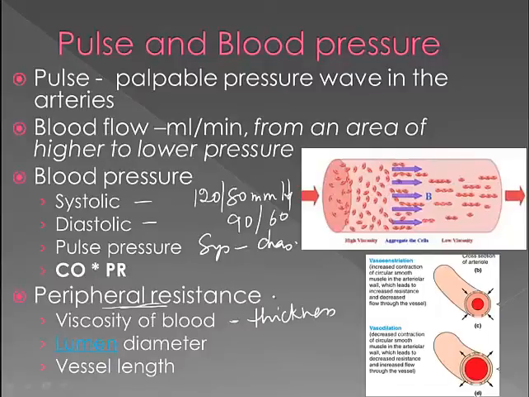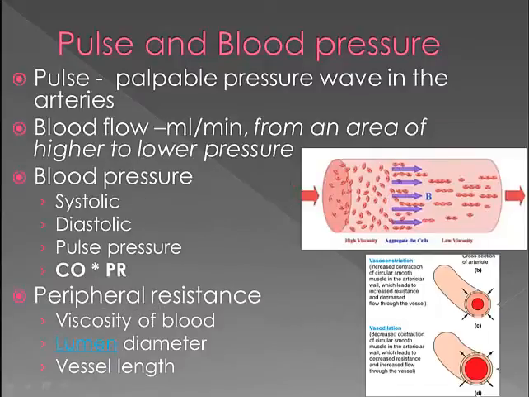So here this shows you a blood vessel. You can see more cells here, so it's highly viscous. And when you have fewer cells, the viscosity is less.